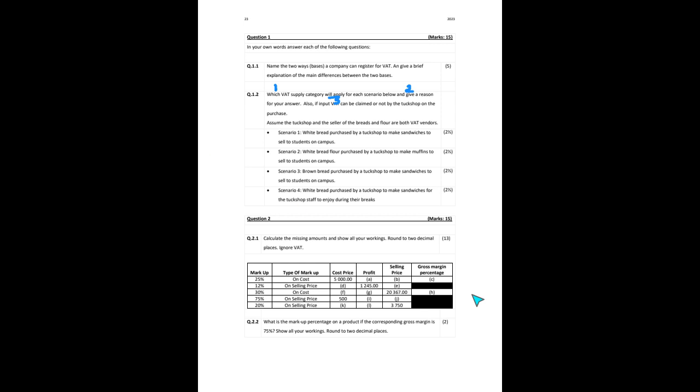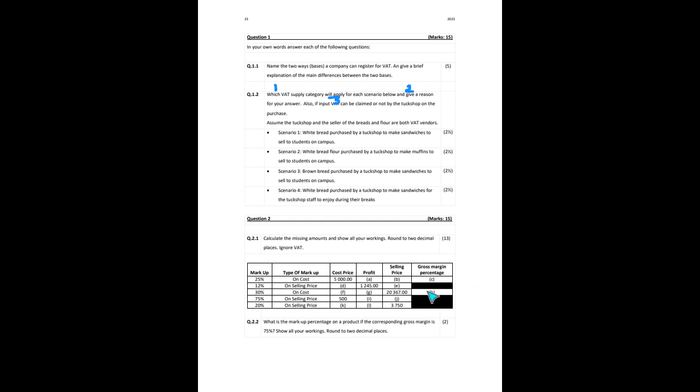When we use the terminology gross margin percentage, it's another way of saying markup on selling price. So sometimes the question will say calculate the markup on the selling price, or it will say calculate the gross margin percentage. Both of those are the identical calculation. It's expressing the profit as a percentage of the selling price.